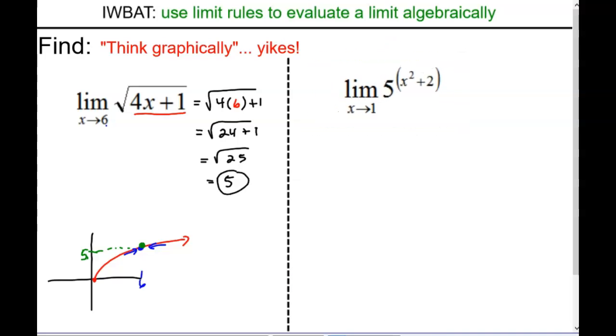So, I want you to try this one. You don't have to create a graph. Go ahead and try direct substitution and see what you get. And remember, that's an exponent there.